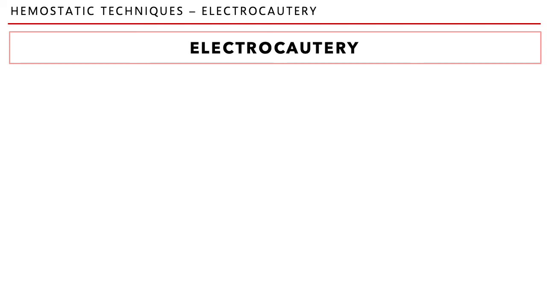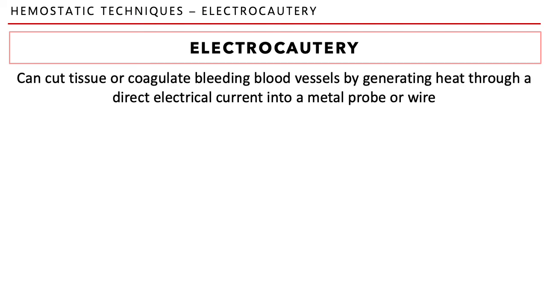Electrocautery. Will I say it's expensive? It's not expensive anymore. It's actually a very good way to control bleeding or superficial bleeding in your surgeries. We expect bleeding usually from the superficial vessels when we cut into the skin, the subcutaneous tissues, and that can be arrested with the simple use of electrocautery. So you can cut tissue, you can coagulate bleeding by small blood vessels by generating heat through a direct electrical current into a metal probe or wire.